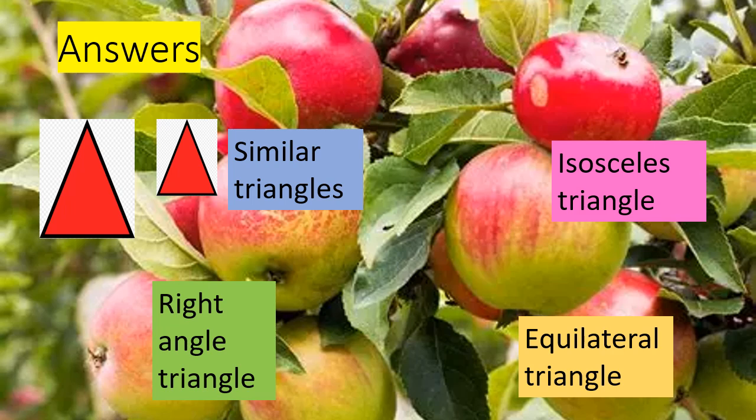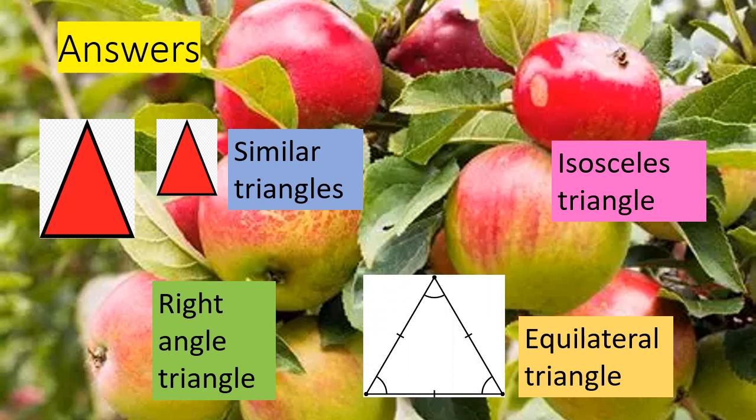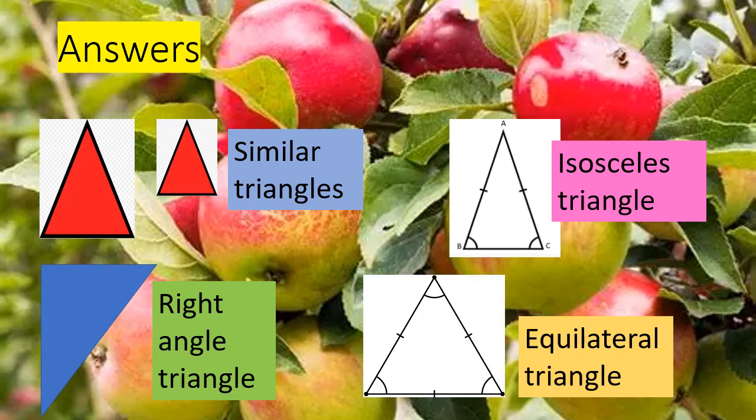The two red ones are similar triangles. The white one is an equilateral triangle. The blue one in the bottom corner is the right angle triangle, and the top right hand corner is the isosceles triangle.